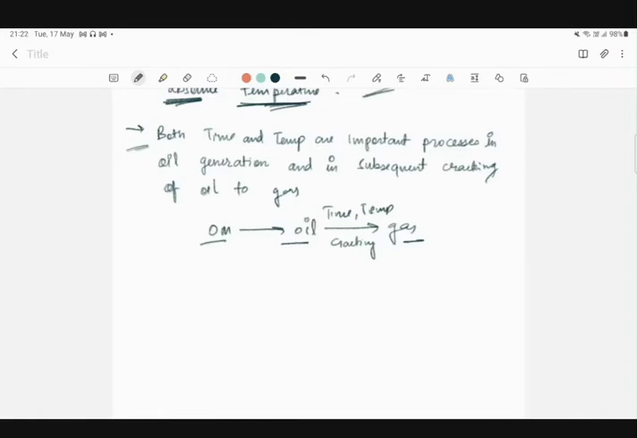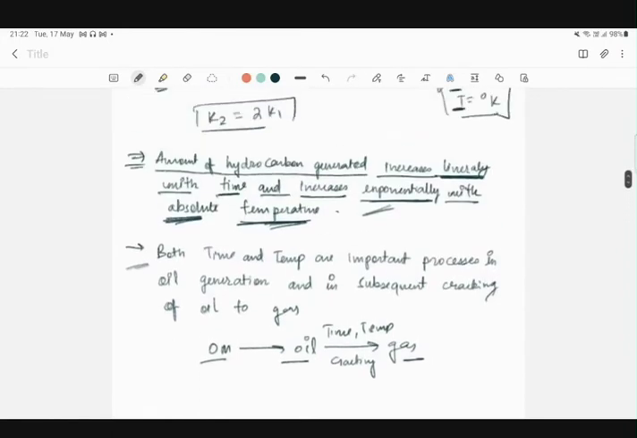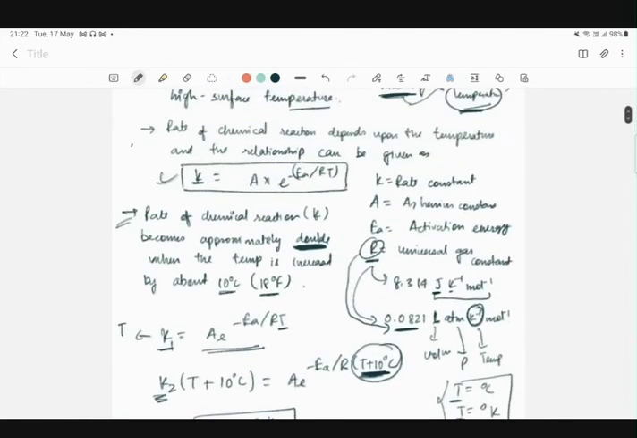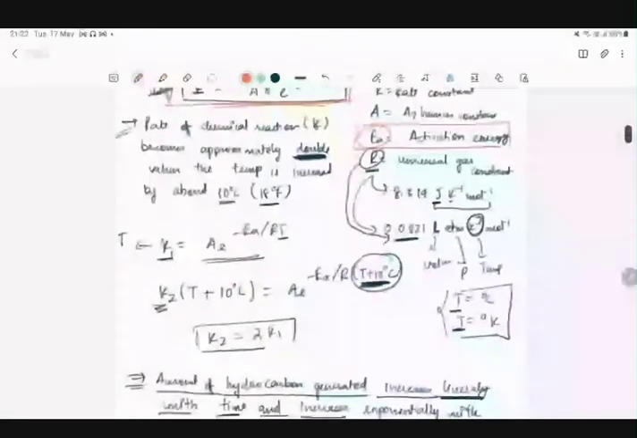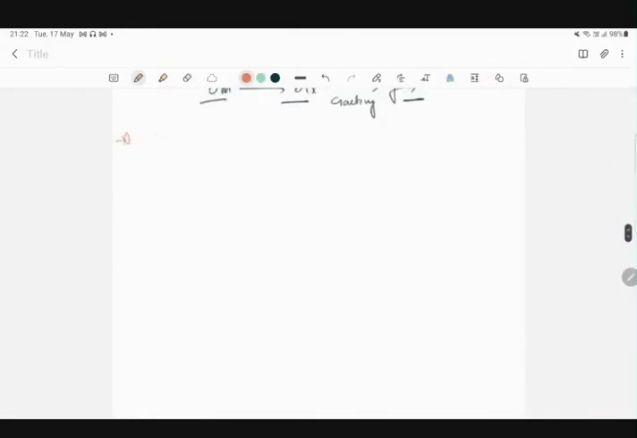Then, in the equation, K is equal to A into e power EA by RT. That is this equation. This red one, we have used a term, activation energy. So what is the concept of activation energy? Activation energy means the energy required to initiate the reaction, or say the chemical reaction.